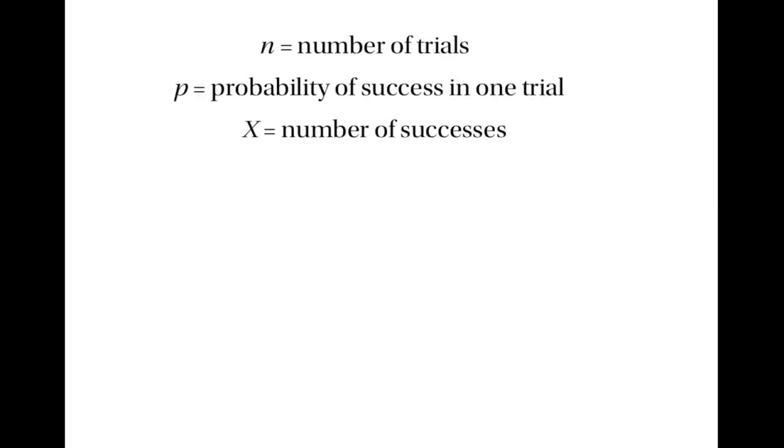We've got a sequence of trials, and let's call the number of trials n. In each trial there's a probability of success, which we call p, and we're interested in the number of trials which result in success, and let's call this random variable x. The new bit of notation is that we can say that x follows the binomial distribution with parameters n and p. So that means that x is a random variable which has the binomial distribution where there are n trials and p is the probability of success.